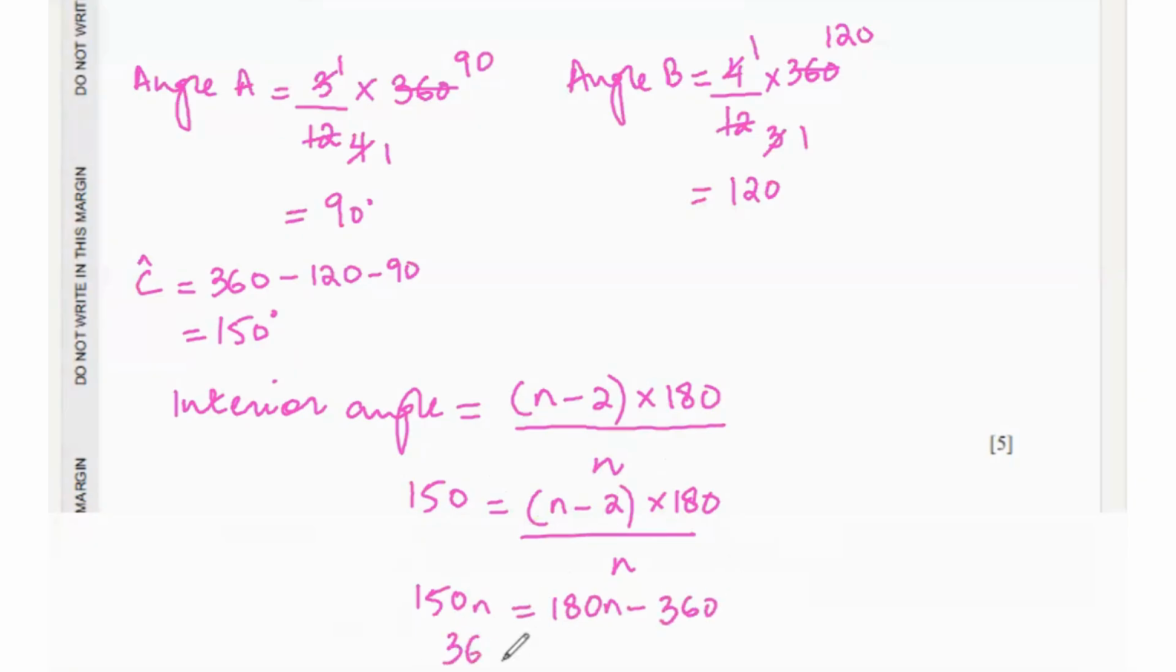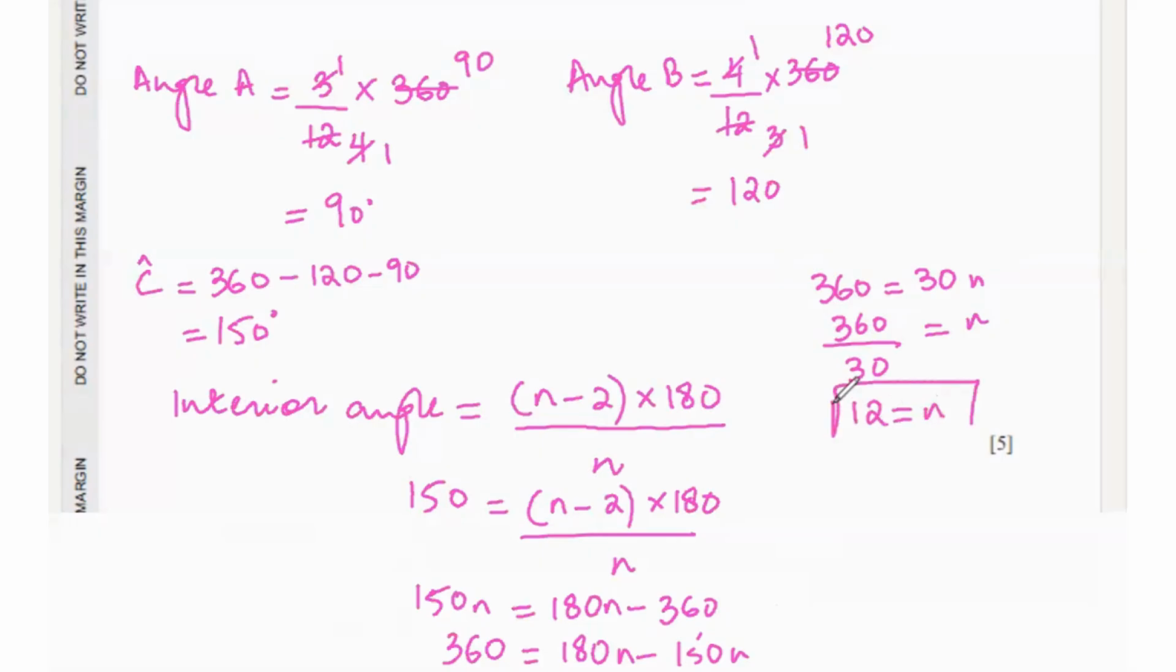Move 360 to the other side and bring 150n to the right-hand side. So that's 360 equals 30n. 360 divided by 30 gives us 12 as the number of sides for polygon C. Now for polygon B, I'm going to repeat the same steps, so I'm going to erase this part over here.